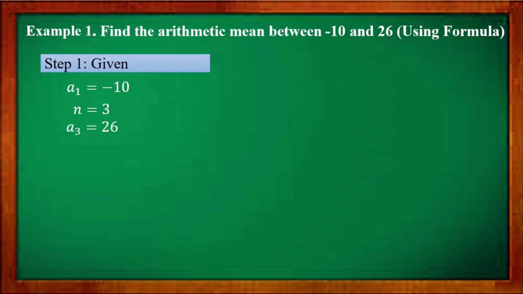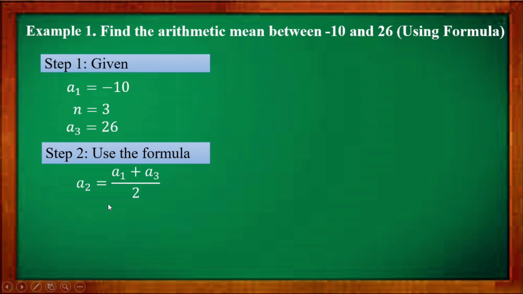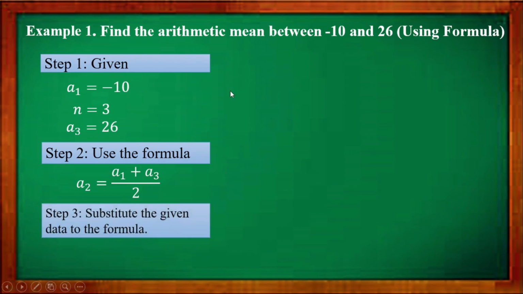So after we identify the given values, we can now use the formula, which is A sub 2 equals A sub 1 plus A sub 3 all over by 2. After we identify the given values and we rewrite the formula, we can now substitute the given values that we identified in step 1. So that is why we will have A sub 2 equals A sub 1 is negative 10 plus A sub 3 is 26 all over by 2.